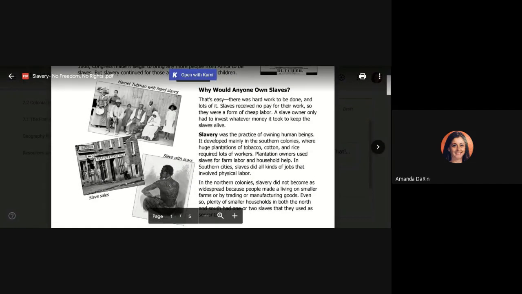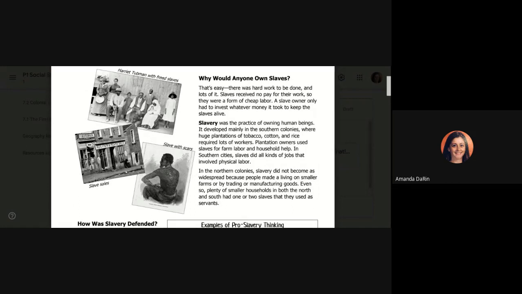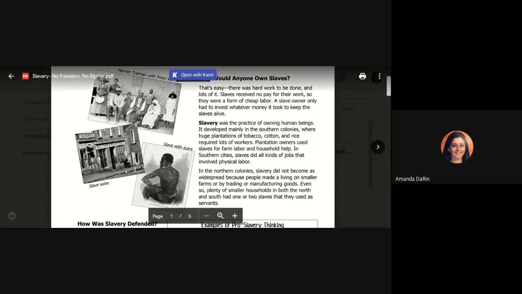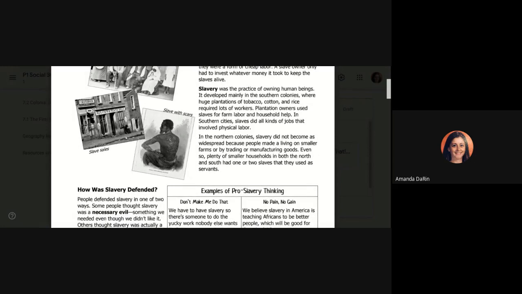Here you have a picture of famous Harriet Tubman with freed slaves that she helped along the Underground Railroad, which we're going to discuss on Wednesday. Here you see the outside of a slave auction. And here you see some horrific scars that unfortunately commonly slaves would be beaten. So it shows the horrific reality.